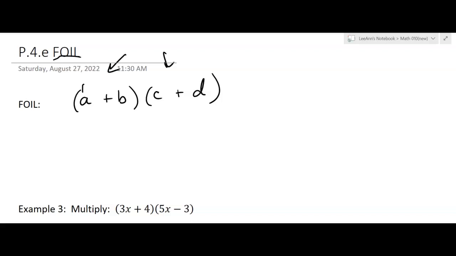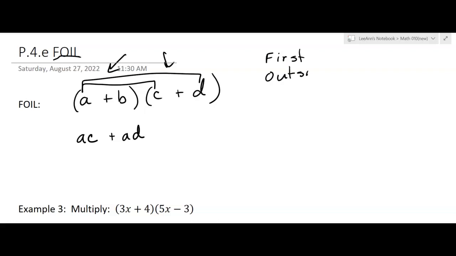Well, then you're going to multiply the first terms, so A times C, and F is for first. Then you're going to multiply the outer terms, so plus AD. Some books will say outer, this one says outside, the outside terms, meaning the ones on the outside if you're looking at them from left to right.